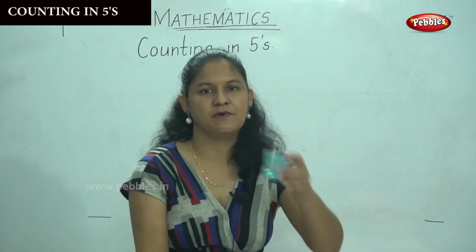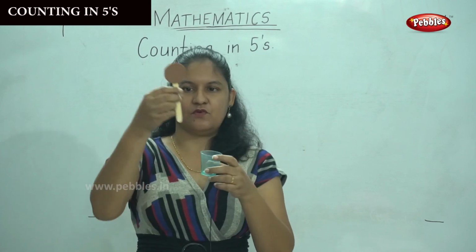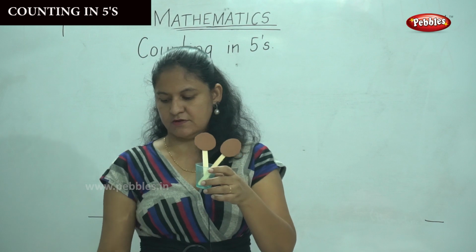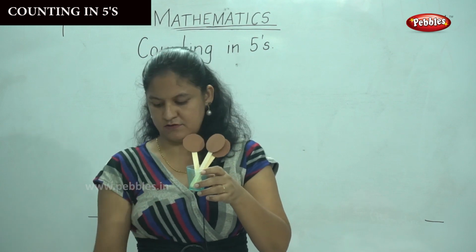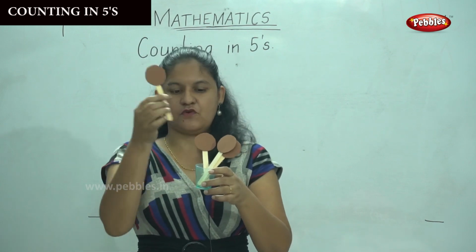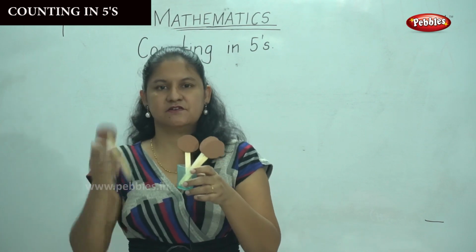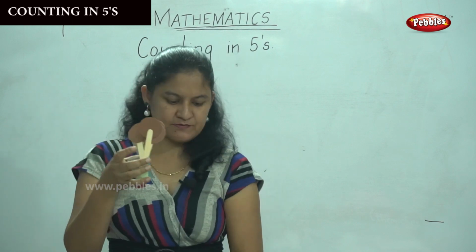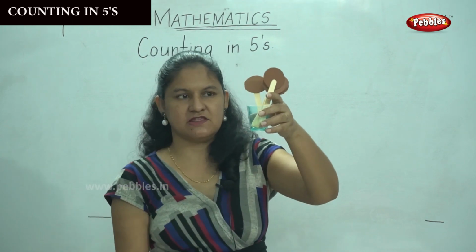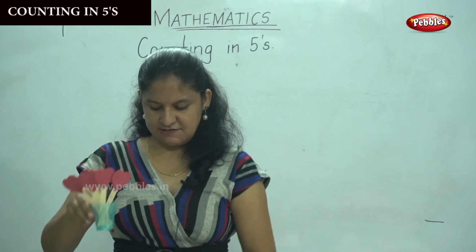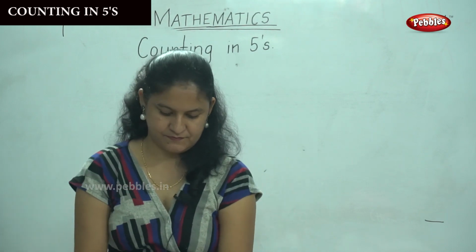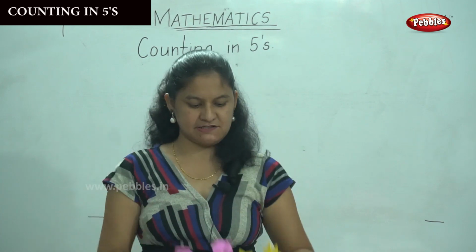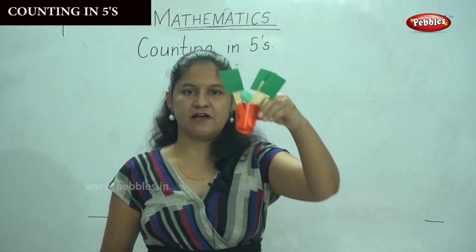And in the last cup, I'm going to place the next 5. 1, 2, 3, 4 and 5. So I have 5 cups of 5 ice creams each. So I have 5 in this, 5 in this, 5 in this, 5 in this and 5 in this.